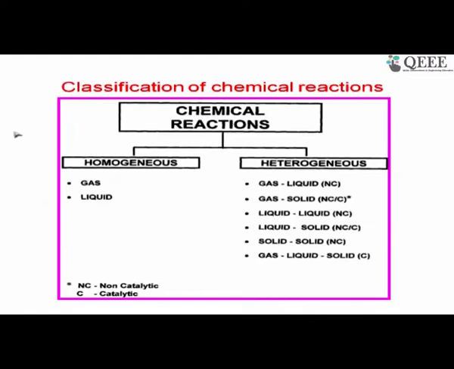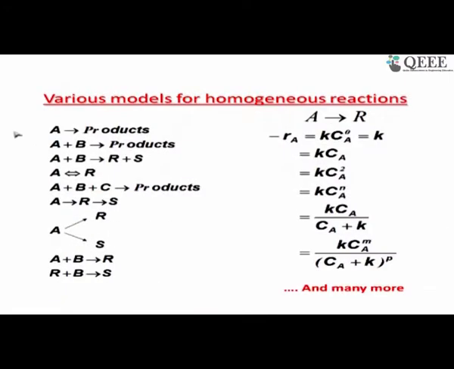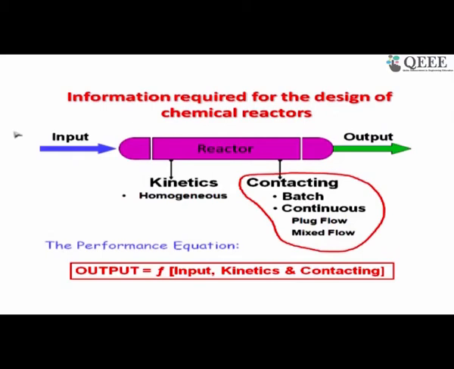And we have also shown that in this diagram there is a heterogeneous system and a homogeneous system, and this is the one I am going to concentrate on. Under kinetics we are discussing homogeneous reactions only, and under homogeneous reactions we are also assuming only isothermal reactors. Okay, now I will start asking these questions.